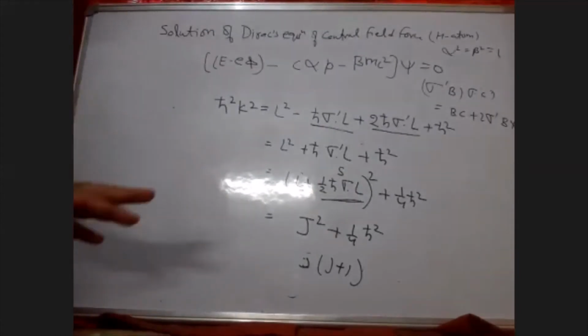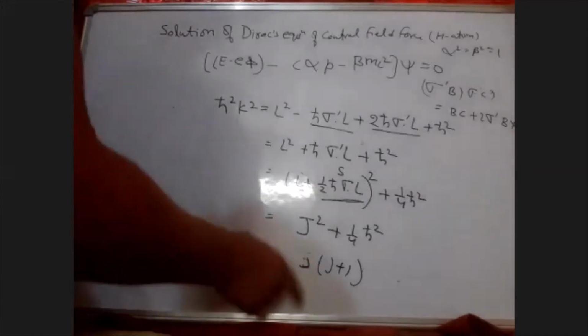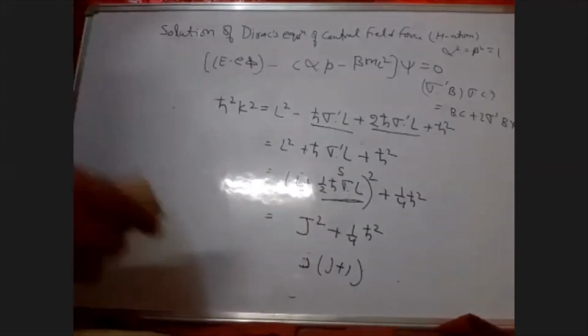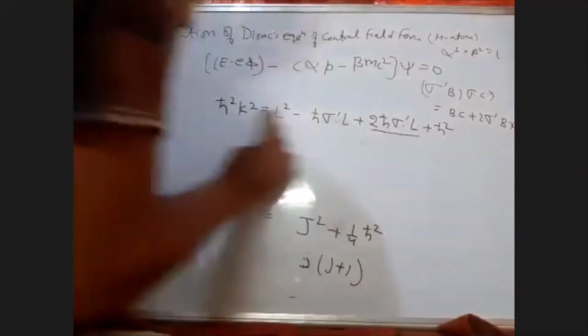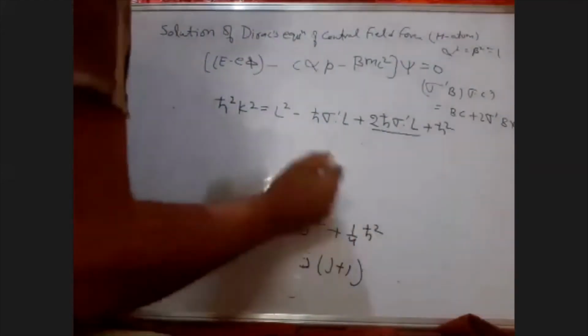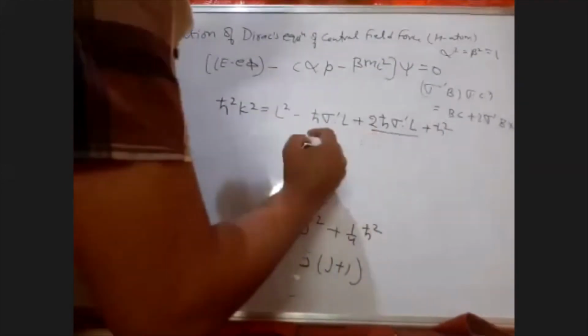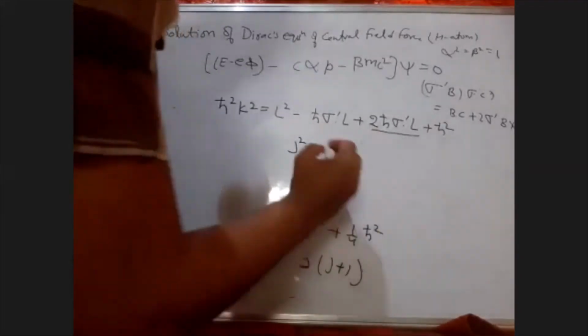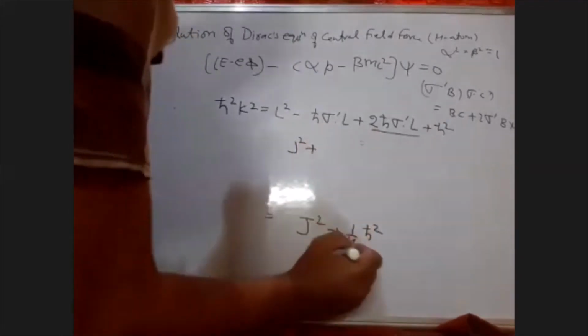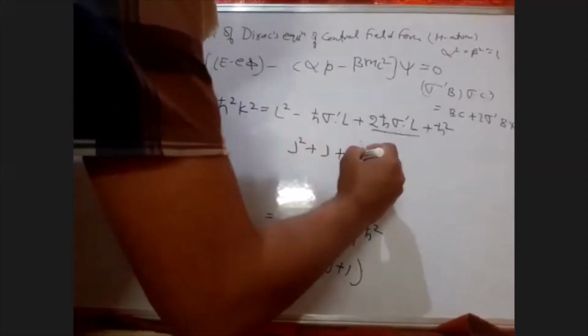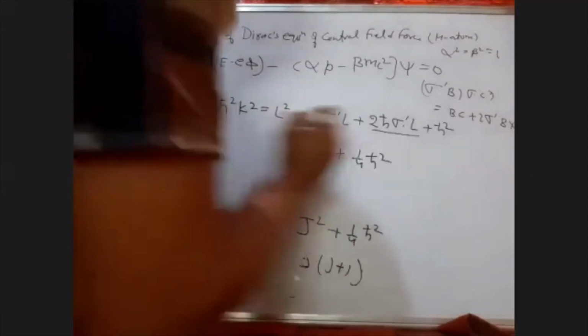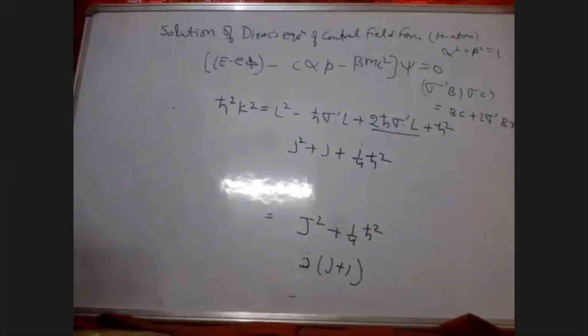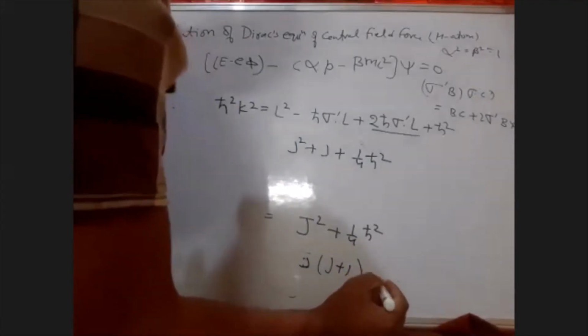Keeping this in mind and taking the eigenvalue of j, we can write j square plus j plus 1 by 4 h cross square.